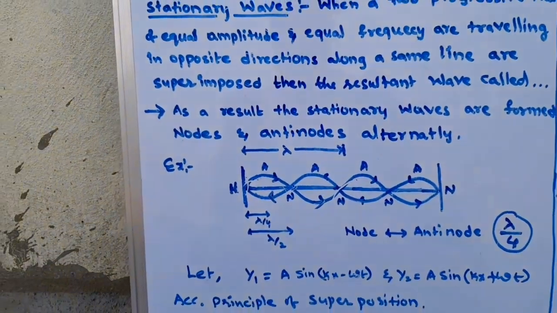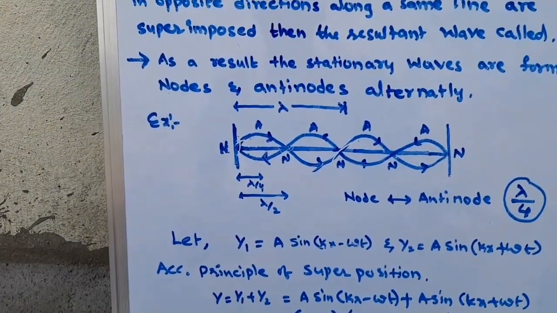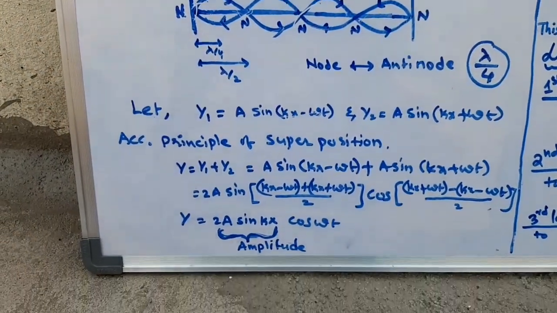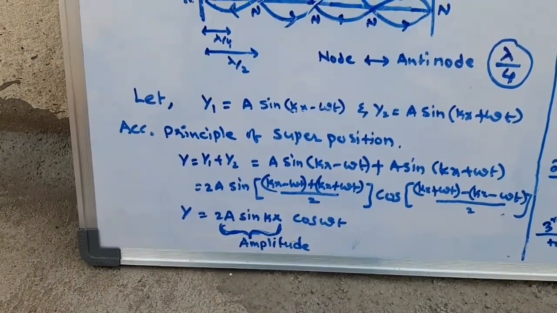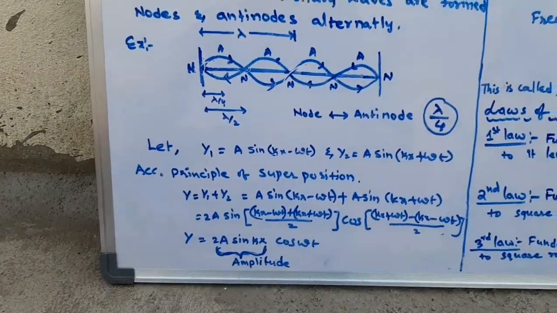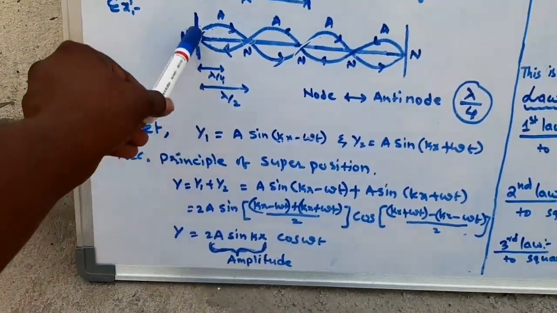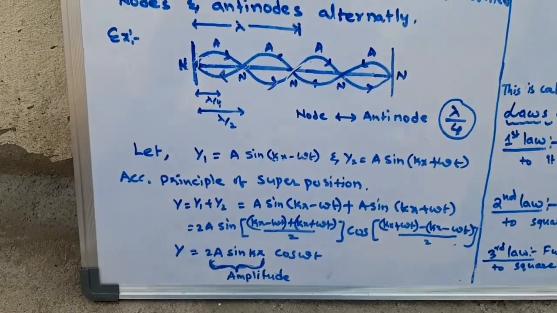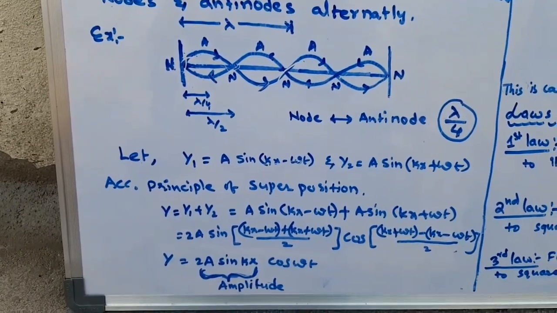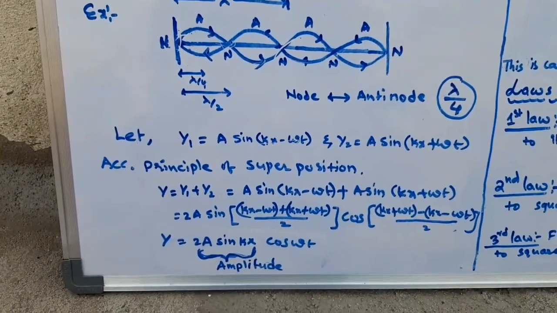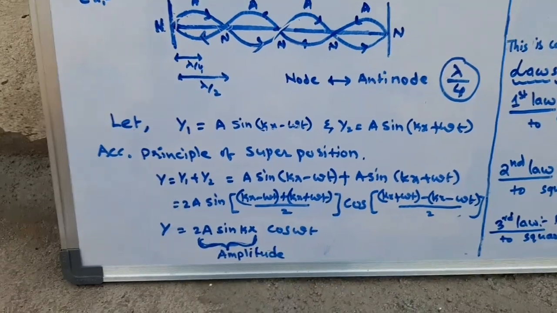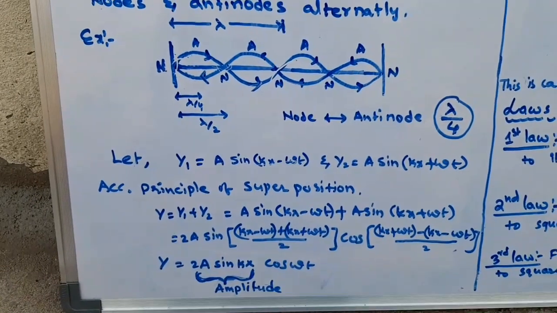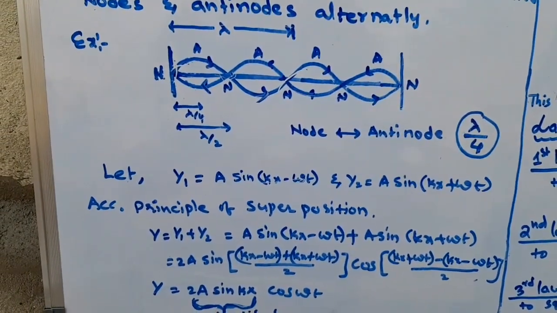Now the mathematical part of this superimposed wave, the displacement equation, is given here. Let y1 be the displacement of the first wave, which is moving along the positive x direction: y1 equals a sin(kx minus omega t). The opposite wave, which has the same amplitude and same frequency and moves in the opposite direction, is y2 equals a sin(kx plus omega t).